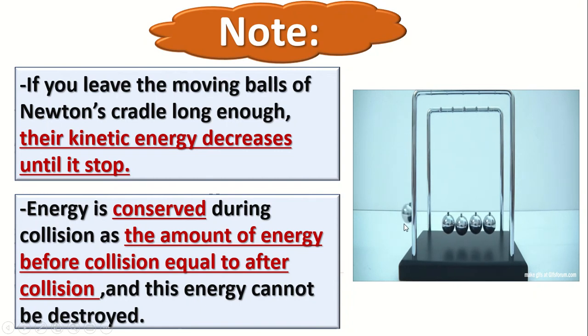What is the meaning of that? The amount of energy before collision, which is the potential energy, equals the kinetic and thermal and sound energy after collision. So the amount of energy before collision equals the amount of energy after collision. In any collision in the world, not just in the Newton's cradle, the amount of energy before collision equals the amount of energy after collision. So, can energy be destroyed? No, it cannot be destroyed. It just changes from one form to another.